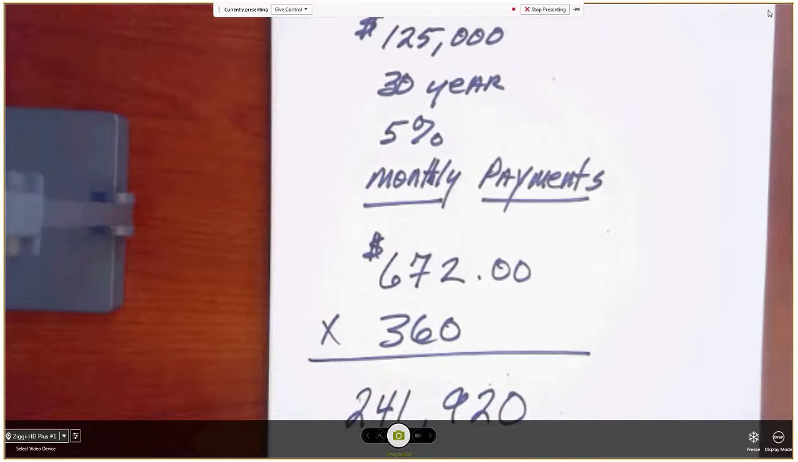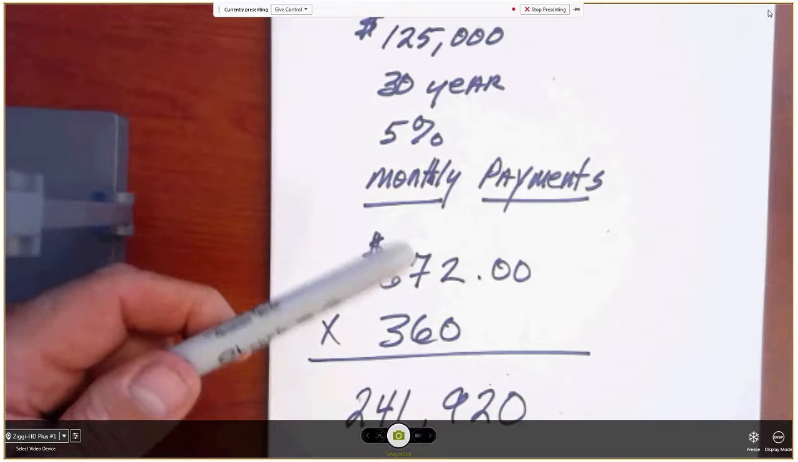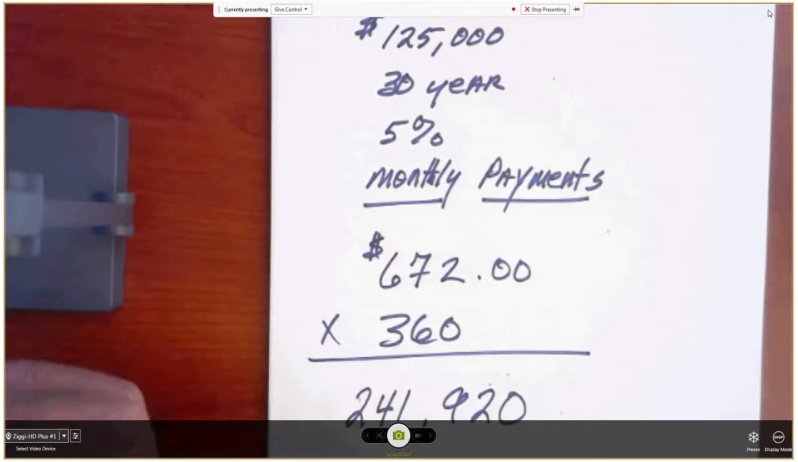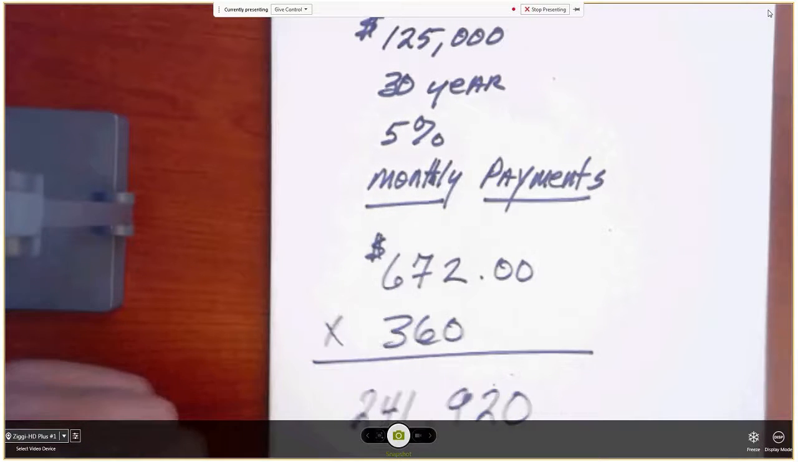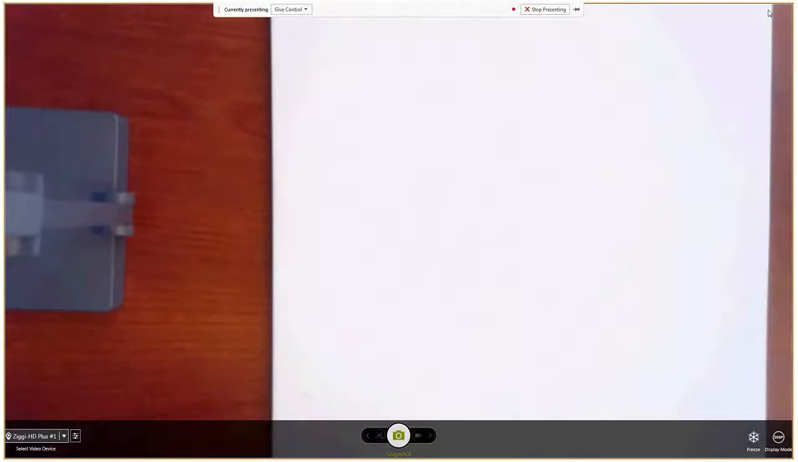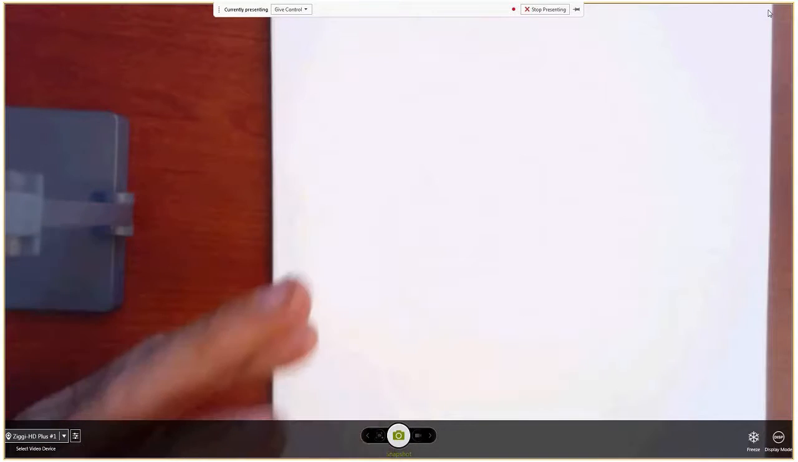Now, how is the way around this? Pay more per month or knock that 30 year down to what? 15 year. And that way you ain't paying all your money in interest. Shall we keep going? That's why they did the savings first. They're trying to say, okay, y'all are trying to learn here. Save.